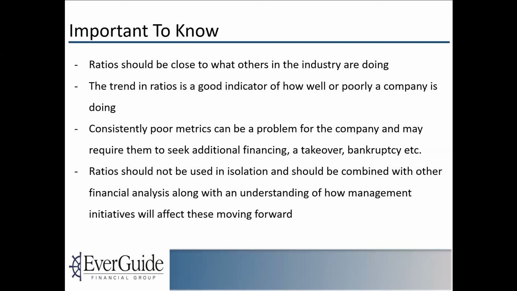So what's important to know? And again, I talked about this already, but ratios should be close to what others in the industry are doing. Meaning most businesses in the same industry are going to have similar ratios. If there is a gigantic outlier, so for instance, if you're looking at a company and they have a profit margin of 80% and they have a cash conversion cycle of 5 days, and everybody else in the industry is at 50% and their cash conversion cycle is 60 days, that is a huge, huge difference.